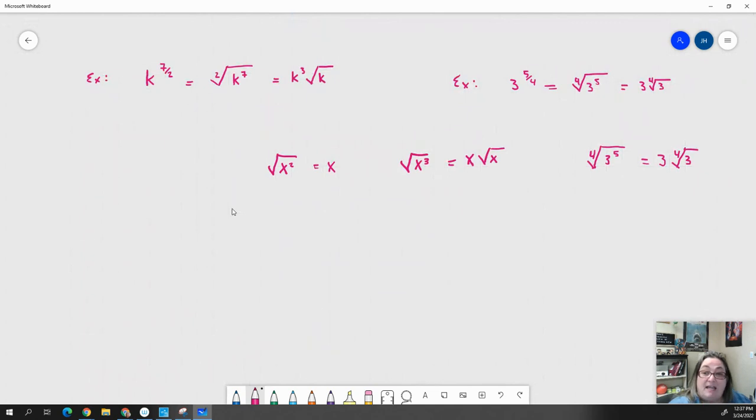Did you follow it with the k too? Where here we had k to the 7 halves, and we wrote k. We had our index of 2, k to the 7th, right? Which meant that for every 2 k's, I could pull 1 out. So 7 divided by 2 is 3 with a remainder of 1, right? 2 times 3 is 6, but I'd still have 1 left. So I could pull out k cubed, but I still have 1 k left underneath.